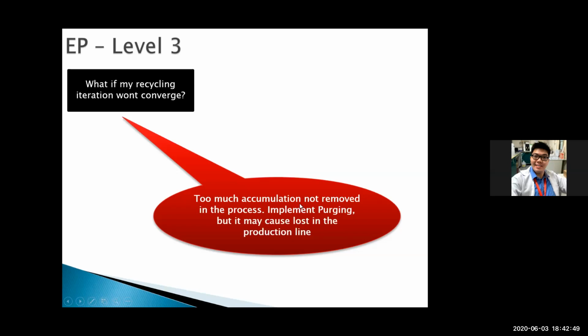Or you can do an initial separation to recover whatever product that can be recovered before entering the reactor. These are two ways if your recycling won't converge. This normally happens for the inert compound. For example, my N-butane just now, it took a while to converge, but at the end it converged. So you can pick purging or you can separate it at the initial stage.